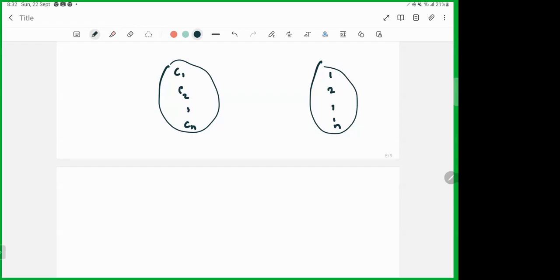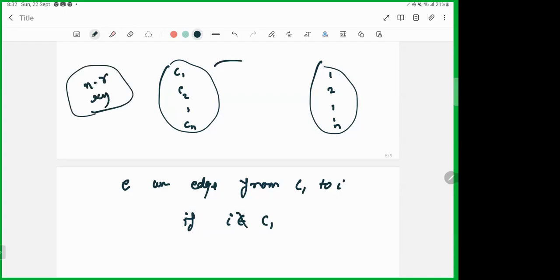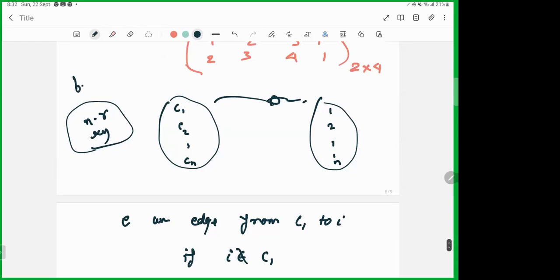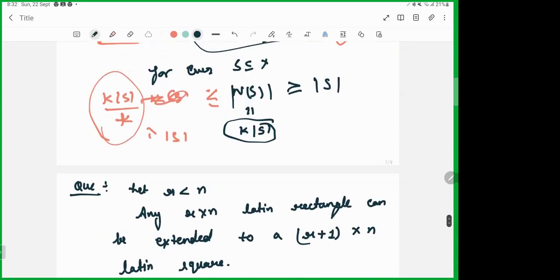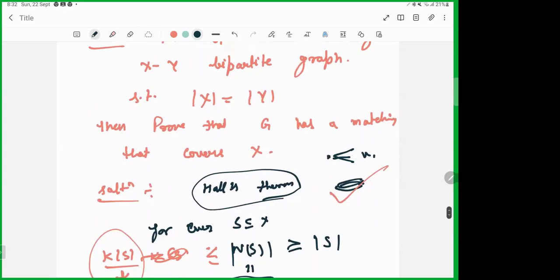There is an edge from C1 to i, if i does not belong to C1, that's what I want, right? That's what I want, to increase this order. So this is a regular graph. Can you see this is an n minus r regular bipartite graph? Yes, so it is a bipartite n minus r regular graph. So that means by the previous one, G has a matching that covers X, right?